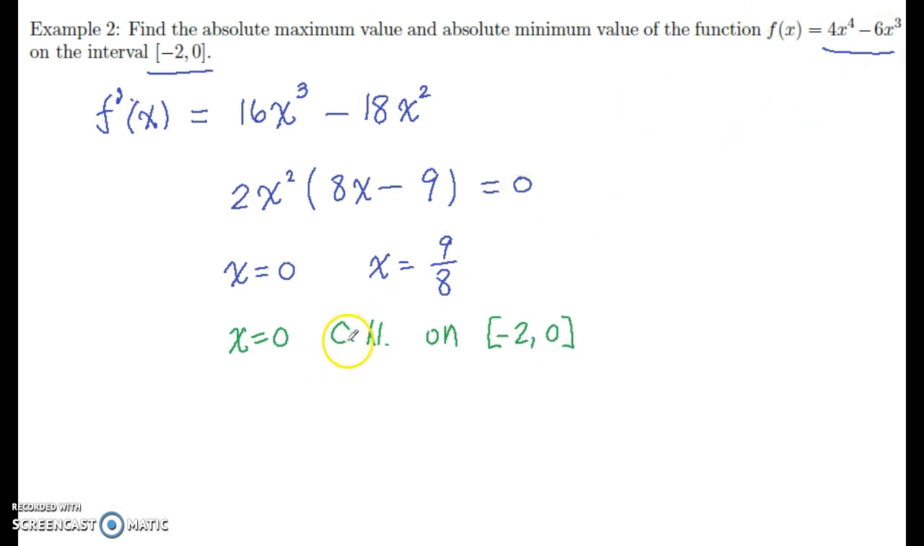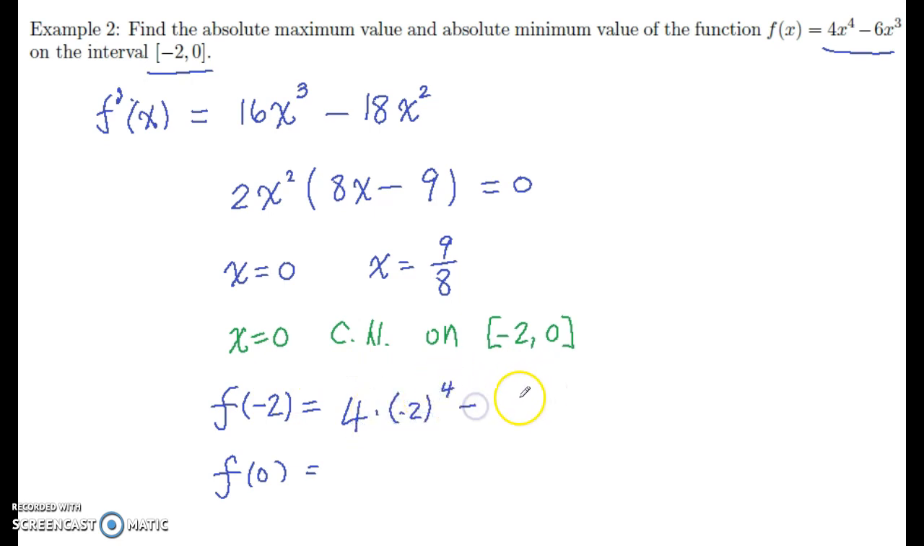So we will look at the critical number and the endpoints, but x equals 0 is already an endpoint. So we just need to evaluate f of -2 and f of 0 to find out which one is an absolute max and which one is an absolute minimum. So f of -2, when you plug in -2, is 4 times -2 to the fourth power minus 6 times -2 to the third power. Use a calculator, you should get 112.